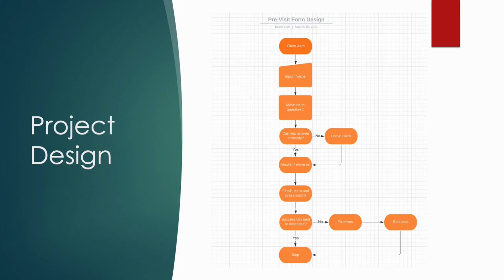This is the flowchart of the design. So the patient opens the form, inputs their name, and moves on to question 1. If they can answer it correctly, they move on to the next question. If they can't, they leave a blank and then move on. Once they finish the form and press submit, it should say that the answers have been successfully sent to the database. If it hasn't, they have to fix their errors and then resubmit. Otherwise, they're done.